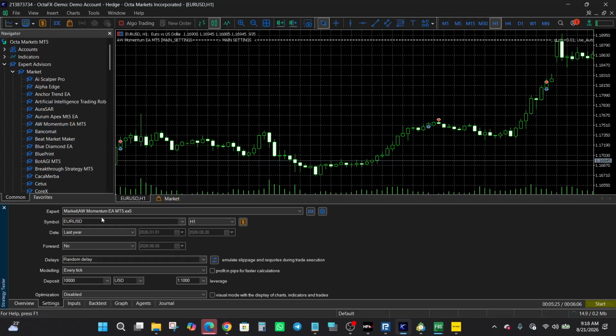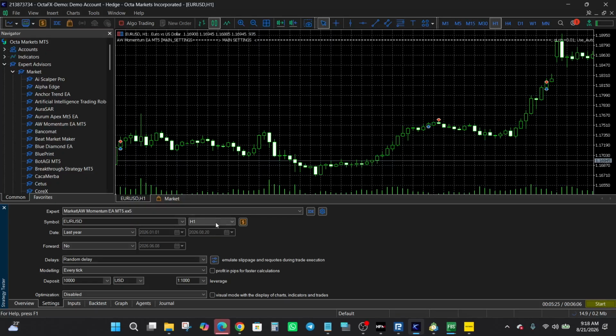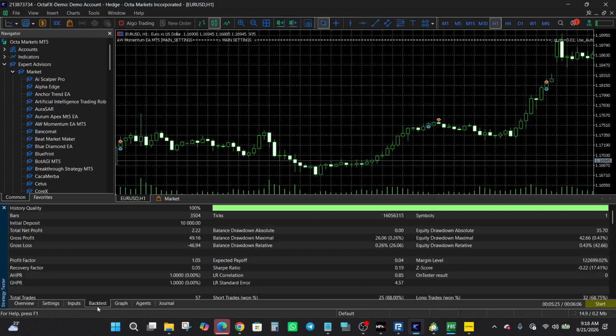I tested the AW Momentum EA for MT5 on EURUSD, which is one of the most common major pairs, and I tested it on the H1 time frame. Over the period of roughly 8 months, from the first day of 2026 till the 20th of August, so basically till date, because today is the 21st. We are using the every tick model, at least for a level of accuracy.